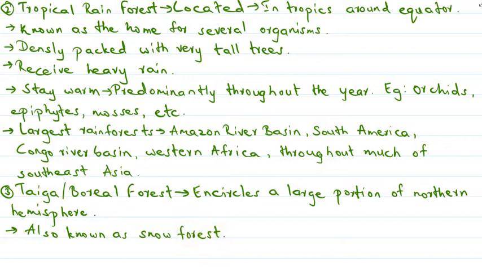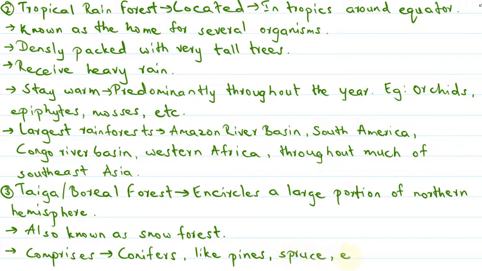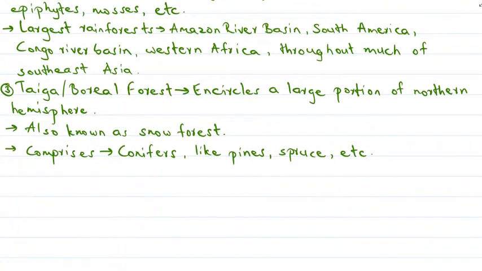Okay, so it comprises mainly the conifers like pines, spruce, etc. Okay, so these are the main, that is pine, spruce and these conifers mainly comprise the taiga or boreal forest ecosystem.